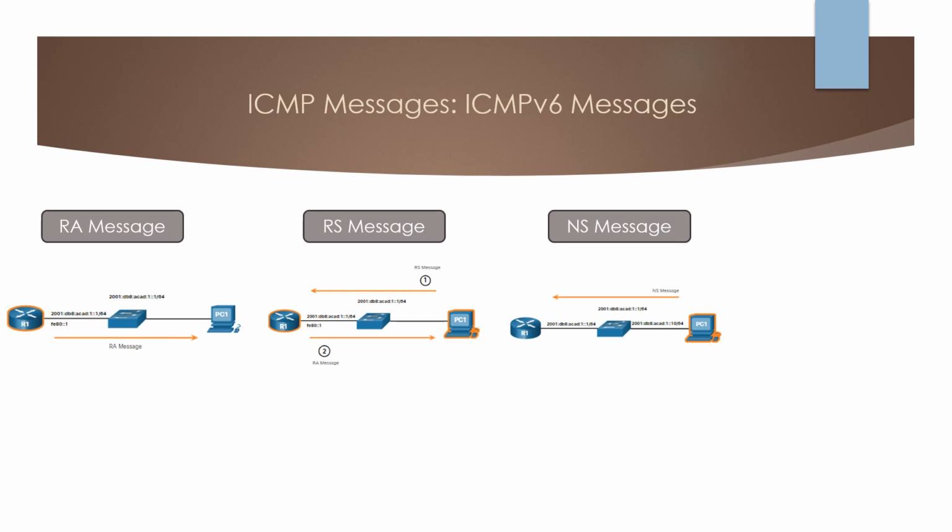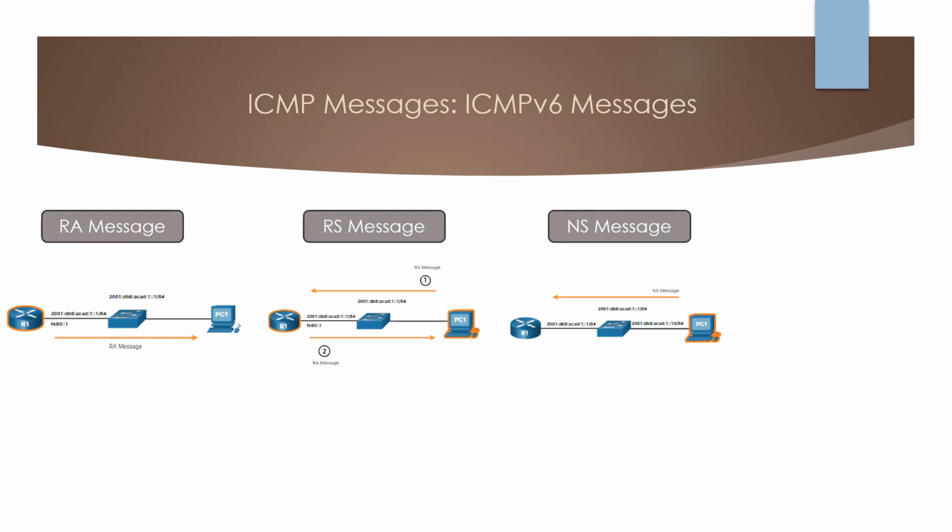This neighbor advertisement message will notify the sending device that the address is in use. If a corresponding neighbor advertisement message is not returned within a certain amount of time, the unicast address is unique and acceptable for use. And as you can see in the figure, PC1 sends a neighbor solicitation message to check the uniqueness of an IPv6 address by saying, whoever has this IPv6 address, please send me your MAC address.